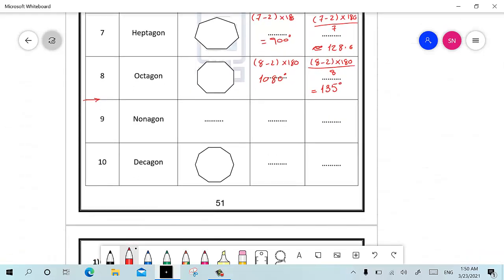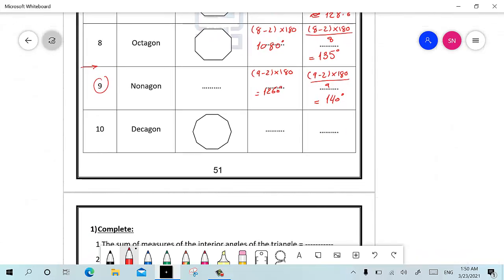Let's go now and do number 9, which is a nonagon. A 9-side polygon, so 9 minus 2 times 180, and this is going to give me 1260. So the sum of all interior angles is equal to 1260. And if I want to find the measure of one interior angle, 9 minus 2 times 180 all divided by 9, and this equals 140 degrees. So each interior angle in a 9-side regular polygon is equal to 140 degrees.